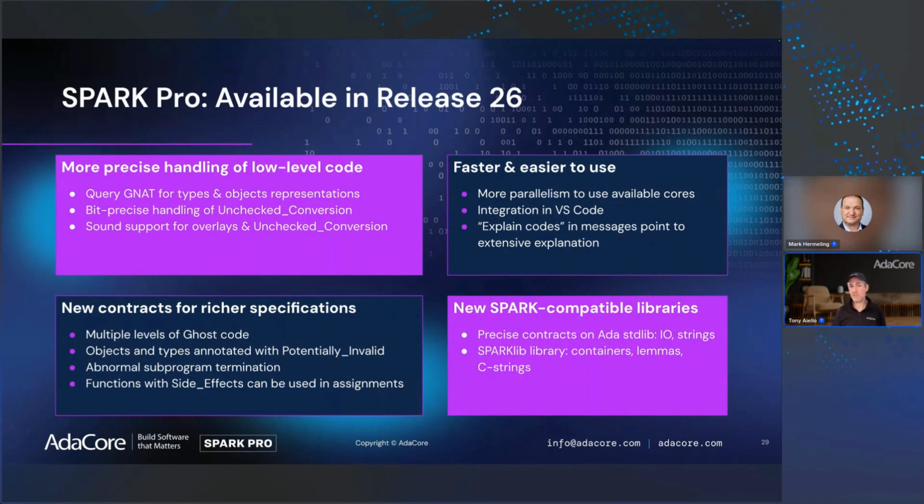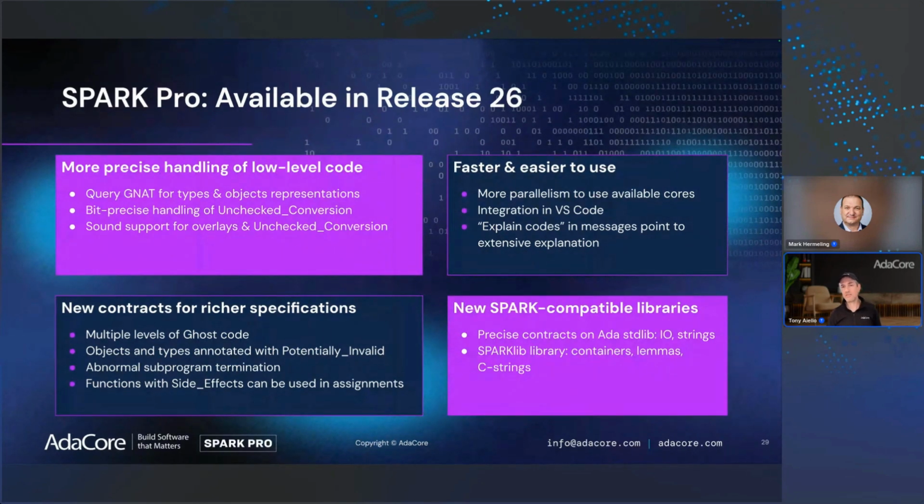We're giving you new contracts for richer specifications, multiple levels of ghost code, which I'll talk about more in a moment, but also support for potentially invalid objects. So now, if you have some object that might be invalid, for example, because you're converting an integer from a string, Spark gives you a precise way to query its validity and then assume that validity for the rest of the subprogram.